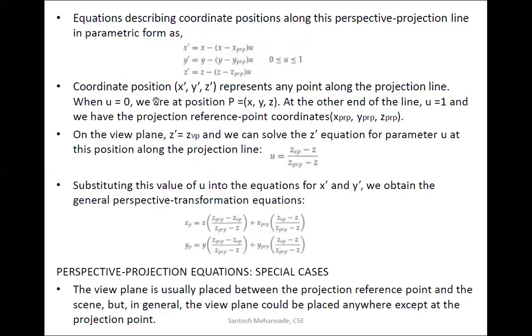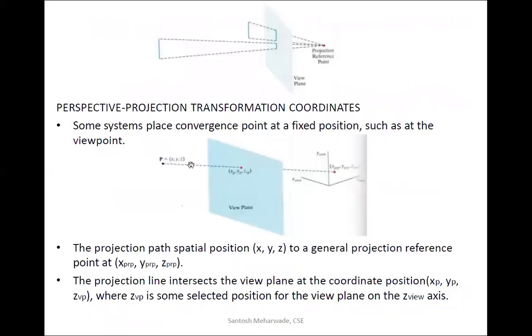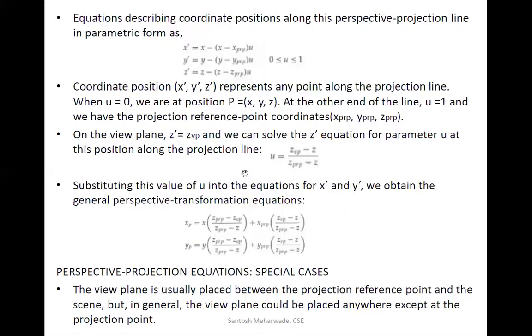Next, the coordinate position x dash, y dash, z dash represents any point along the projection line. When u is 0, we are at the position p of x, y, z. Assume u equals 0, we are here only. Whenever the parameter value is u, we have reached this point. If u is 0.5, we are at this midpoint. That is the beauty of the parametric form of equations.